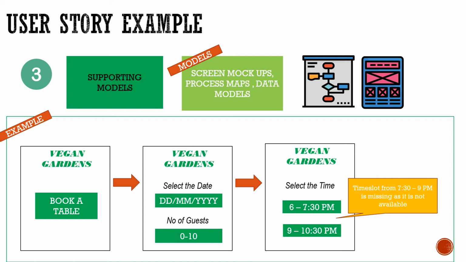In this example, we have shown 6 to 7:30 p.m. as one time slot, and then 9 to 10:30 p.m. as another time slot which can be selected. Usually the time slot is 1.5 hours for this particular restaurant. So the time slot from 7:30 to 9 p.m. is missing because it's not available.